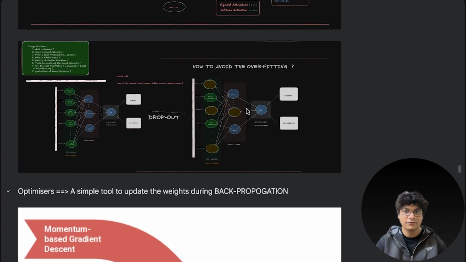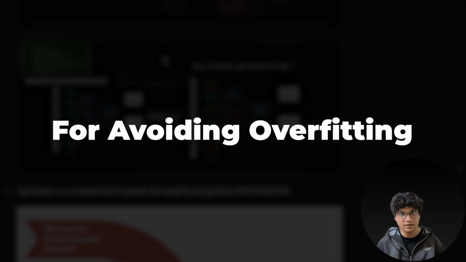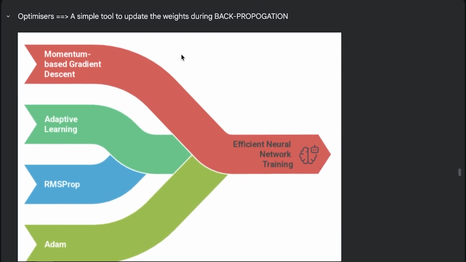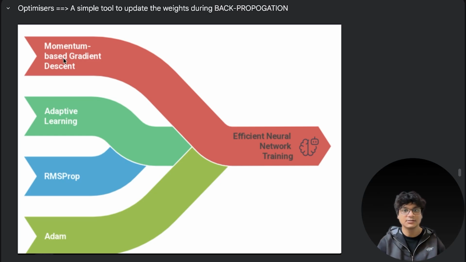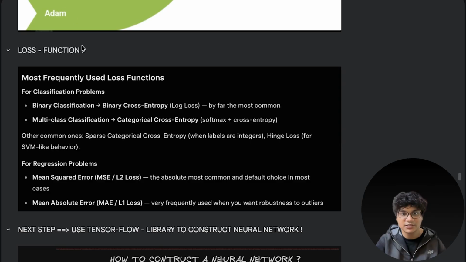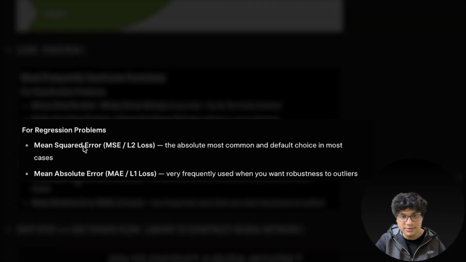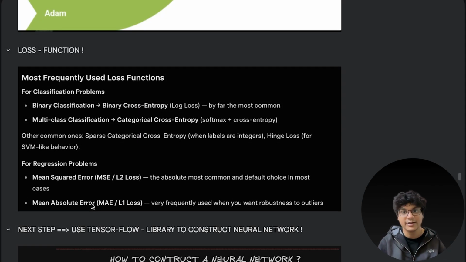Now, to avoid overfitting, we again use dropout and batch normalization for fast processing, and dropout and early stopping as techniques for avoiding overfitting. And these are the optimizers that we use: Adam, RMSprop, adaptive learning, momentum gradient descent. What are optimizers? An optimizer is a simple tool that lets you update your weights while doing backpropagation. And these are the loss functions. In the classification problem we used binary cross entropy loss for our binary predictions, 0 or 1, but in the regression problem we use mean squared error and mean absolute error as a judge of my trained model. It is a loss function.